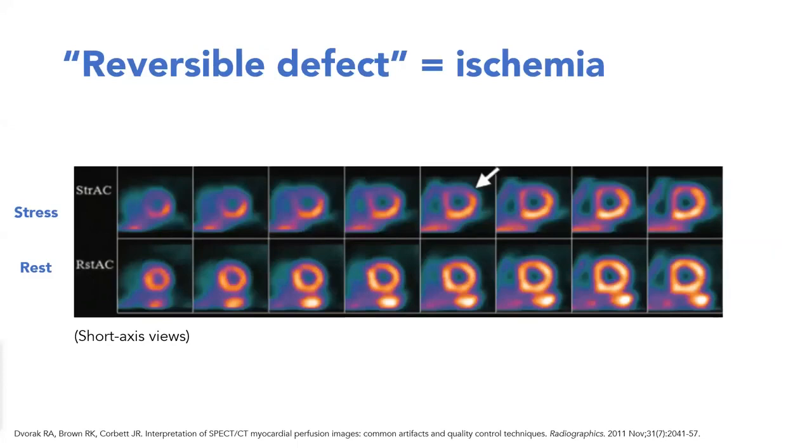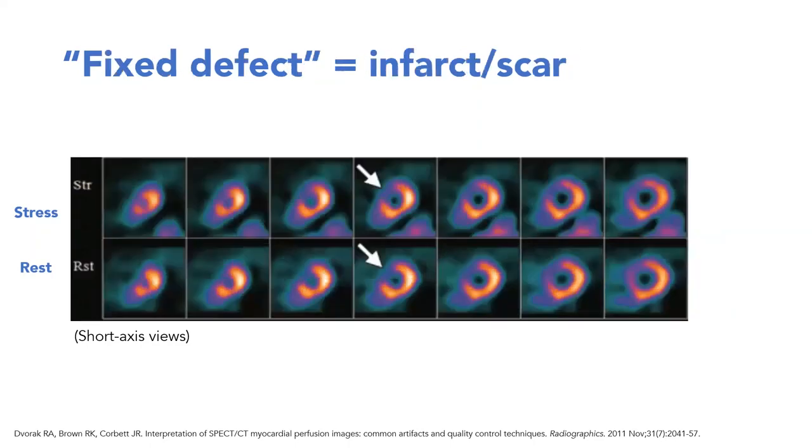These images show that at stress, there is a perfusion defect in the LAD territory. Since this defect was not present at rest, we would call this a reversible defect, which is consistent with ischemia. And then finally, for this study, we see a perfusion defect that is there both at rest and after stress. So we would call this a fixed defect, which would be consistent with a prior infarct or scar.